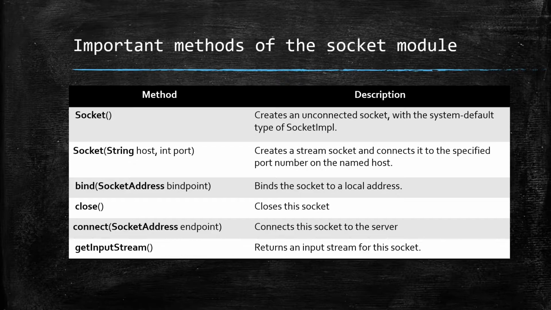The bind method, with the parameter of socket address bind point, binds the socket to a local address. The close method closes this socket. The connect method, with the parameter of socket address endpoint, connects this socket to the server. And the getInputStream method returns an input stream for this socket.